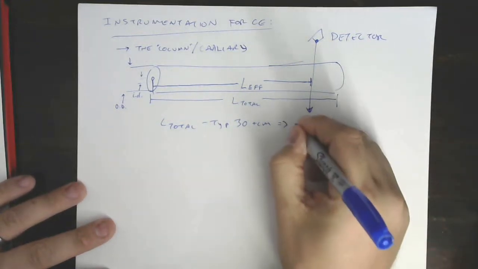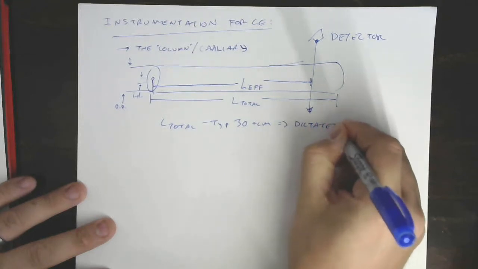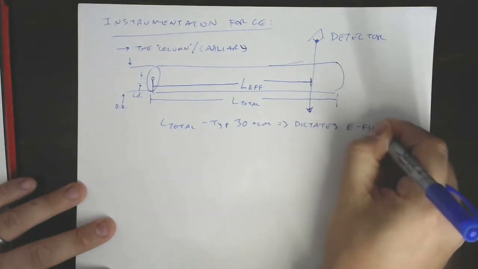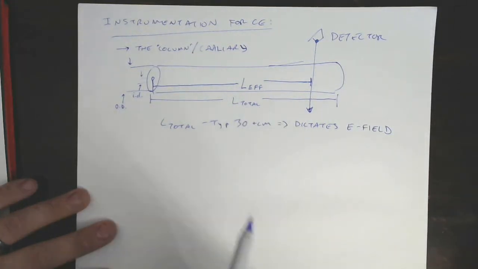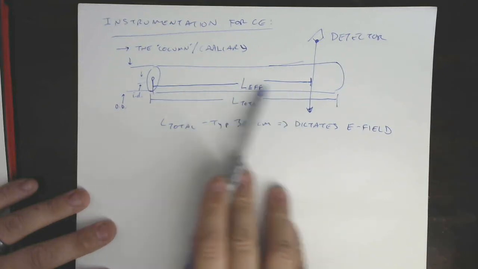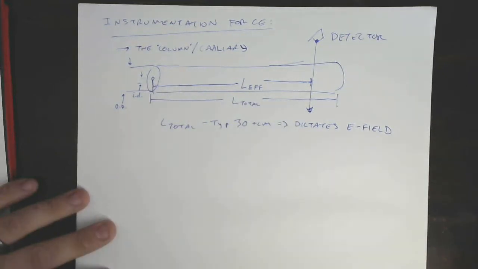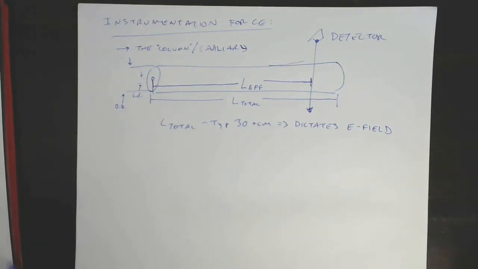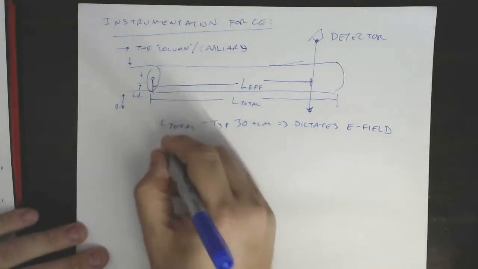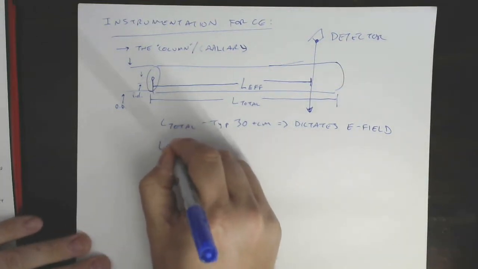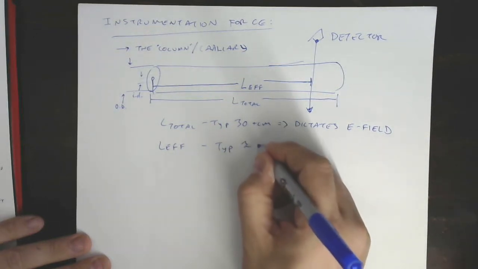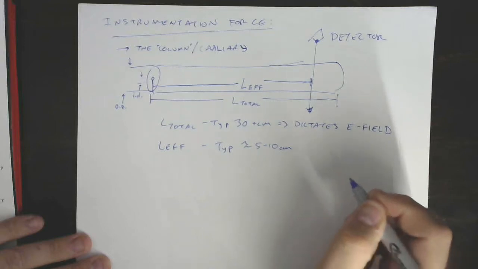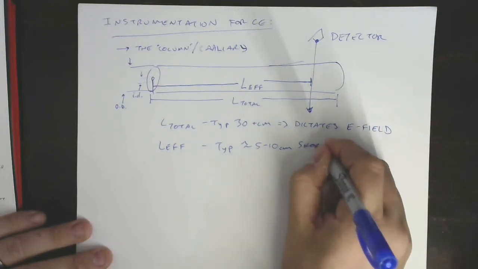So the total length dictates the electric field strength. So if I apply 30 kilovolts across a 30 centimeter total capillary length, I am getting a field, even in the L effective region, of 1,000 volts per centimeter, right? 30 kilovolts, 30,000 volts over 30 centimeters. Okay, L effective is typically about 5 to 10 centimeters shorter than L total.